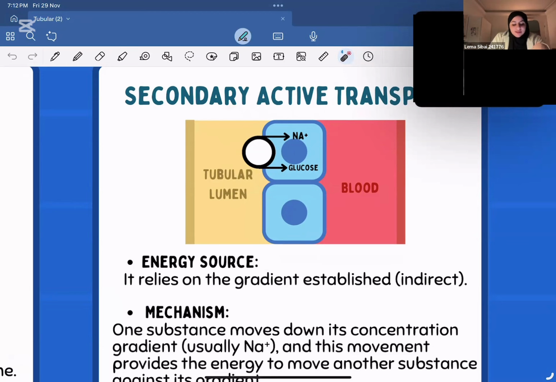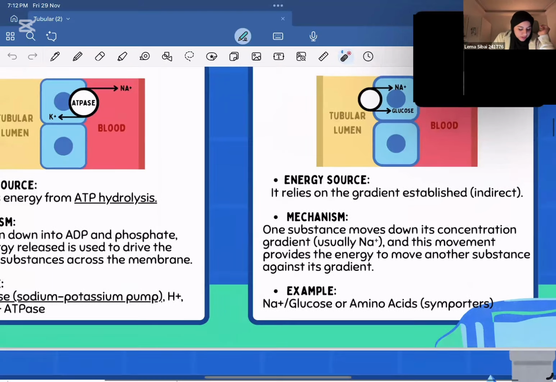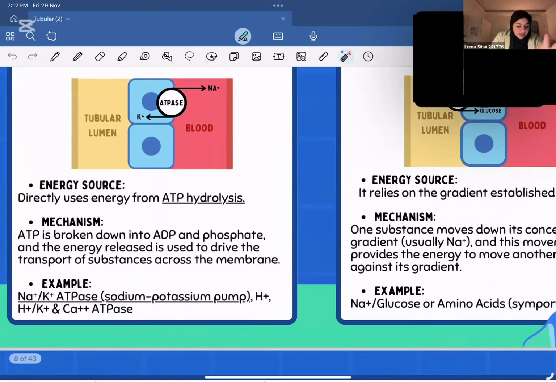So what the secondary active transporters do is that they utilize this electrochemical gradient and they follow in suit along with sodium. Okay. So it's kind of an indirect source of energy. I already mentioned this here. You guys can read this, but I already explained it.